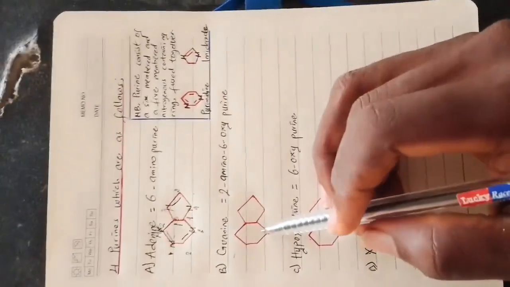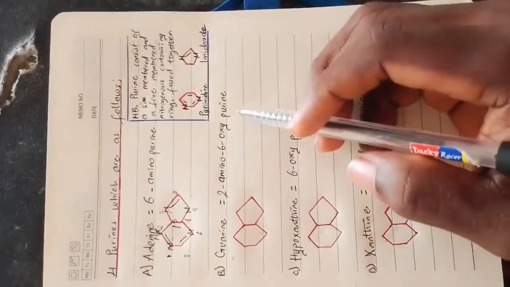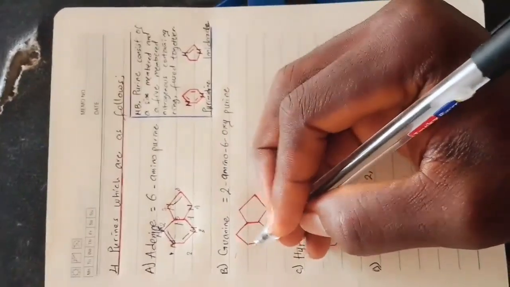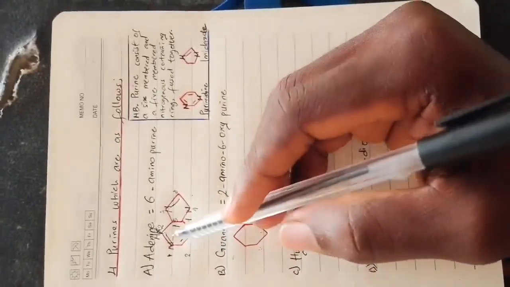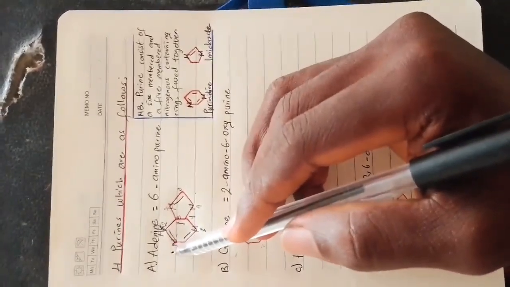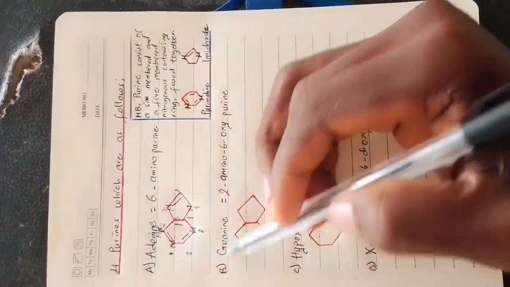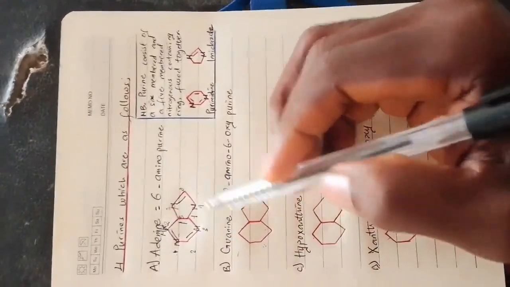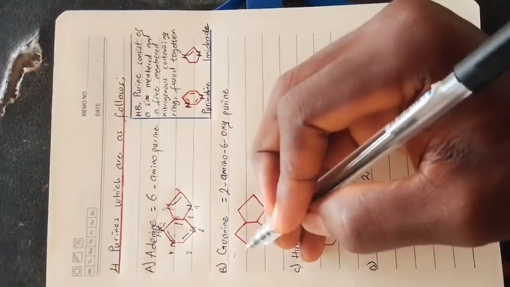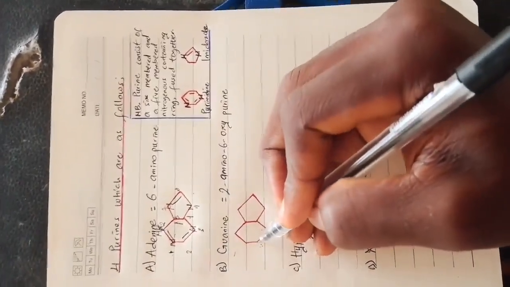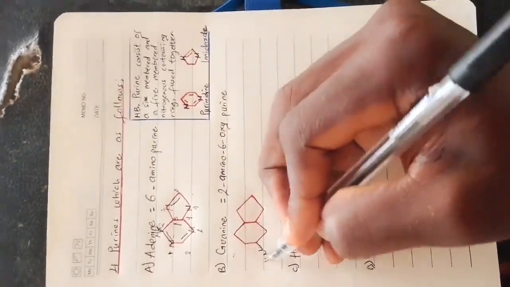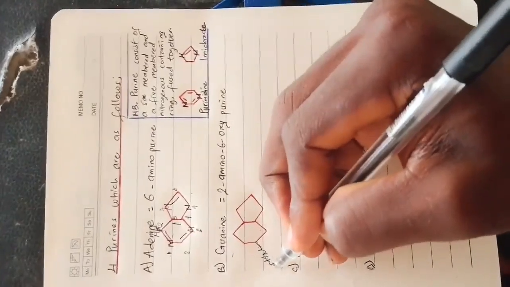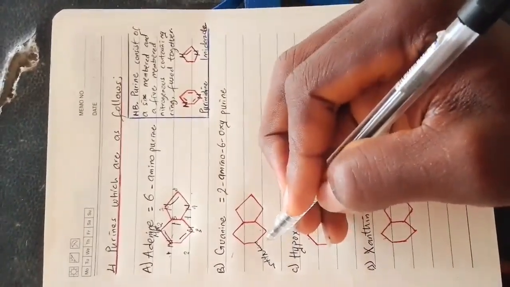Alright, so moving on to guanine. Guanine is 2 amino 6 oxipurine. So this is position 2. I said that you will start from 10 o'clock. You will number anticlockwise, then 7, 8, 9. Hope you understand that. So this is position 2. On position 2, we have amino, which is NH2. You do understand that?